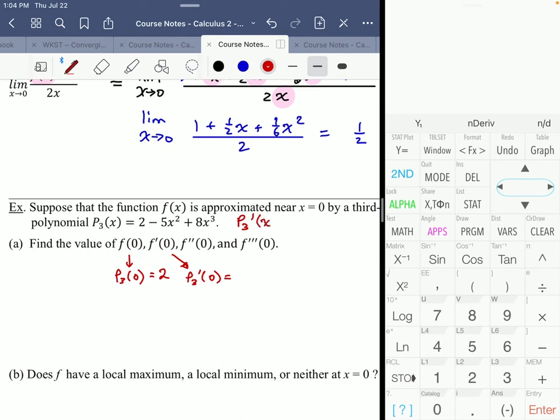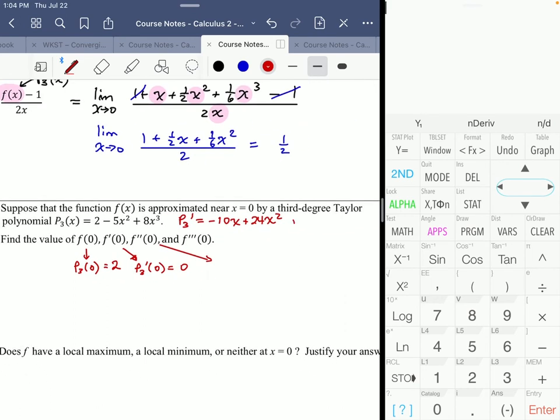Instead of finding f prime of 0, I'm going to find p sub 3 prime of 0. So I need p sub 3 prime of x. I'm going to leave off the x just so I don't have to write as much. Negative 10x plus 24x squared. That's going to give me a 0. I need the second derivative. So p sub 3 double prime would be negative 10 plus 48x. So plugging in a 0, p sub 3 double prime of 0 would give me a negative 10.